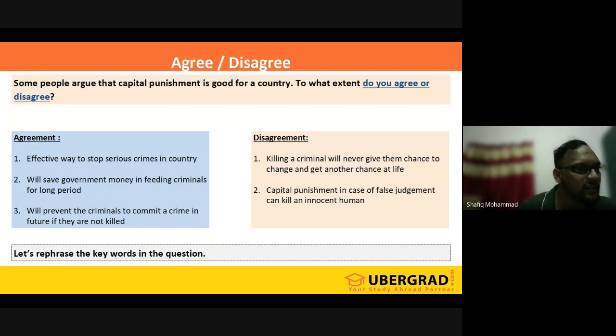So let me read Krishna's. To commence with, capital punishment helps to improve the economy.